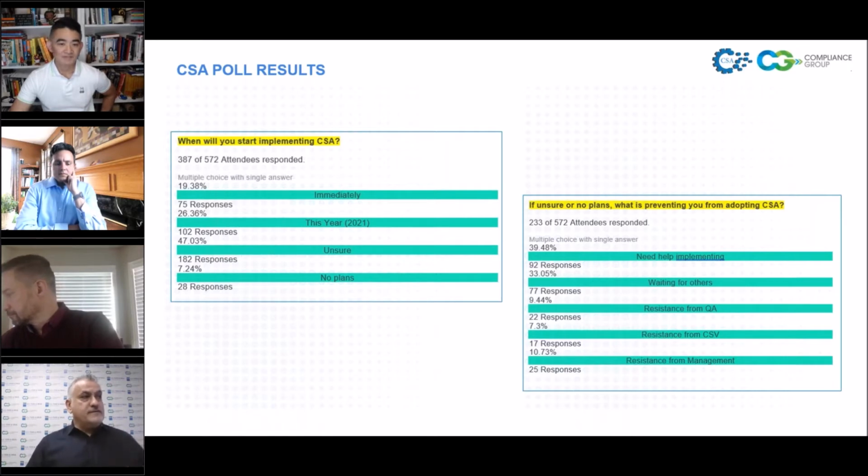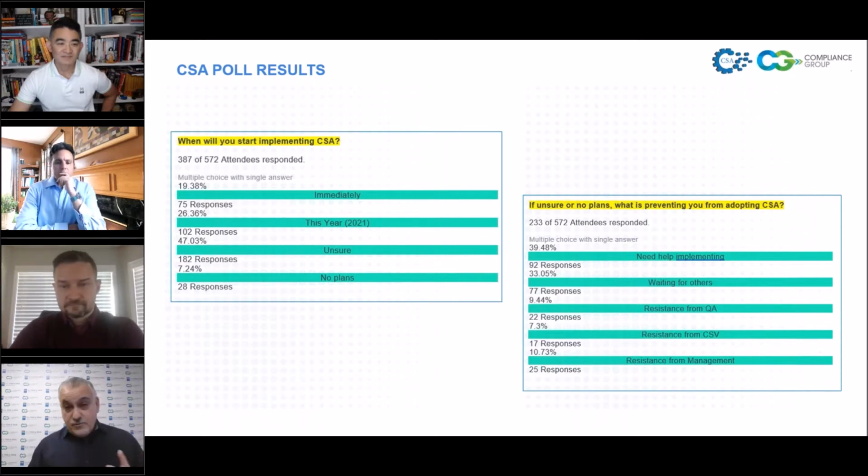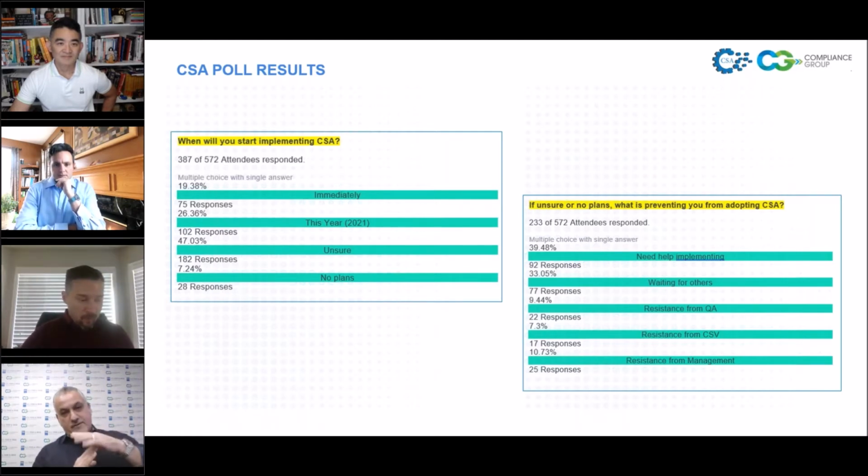So, when will you start implementing CSA? We had about 572 attendees, and 387 responded. Immediately, we got 19%. That's not bad. This year, 2021, a good year, quote unquote, 26%. Unsure, 47%. That's a little bit concerning. No plans is 7%. I'm happy to see that number because the objective is we want everyone to move to CSA. Stop thinking, sorry, time's up.